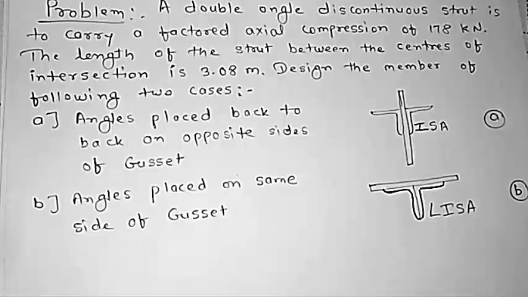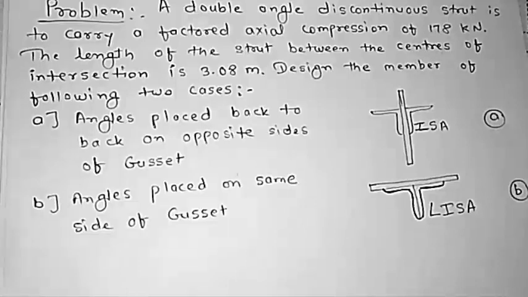So we need to calculate, first of all, the different angles we need to try. Then we need to consider the class of the section. Then we can go ahead with the design capacity, and for both the cases we will calculate the design capacity. So that's what our solution would be.